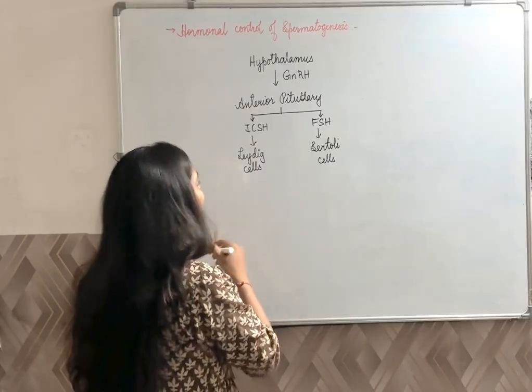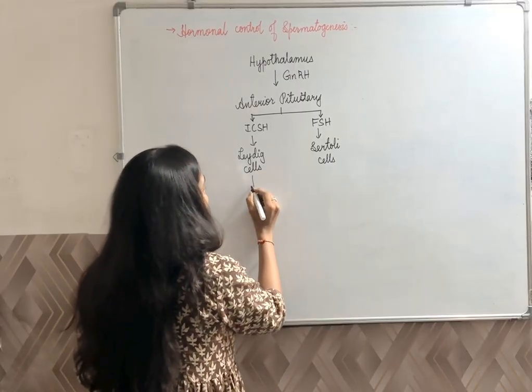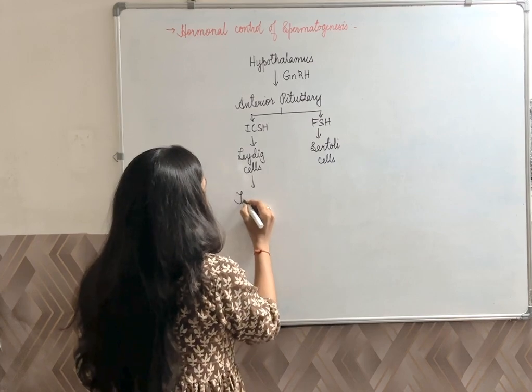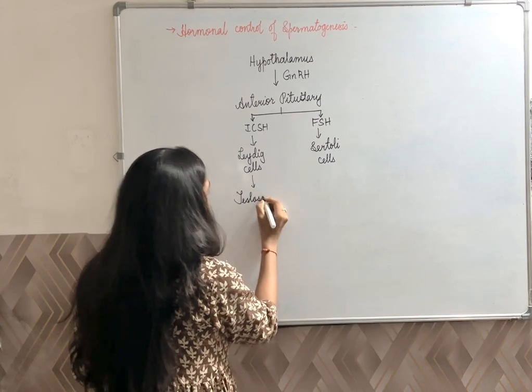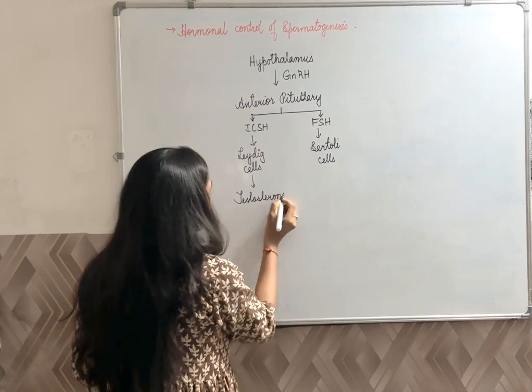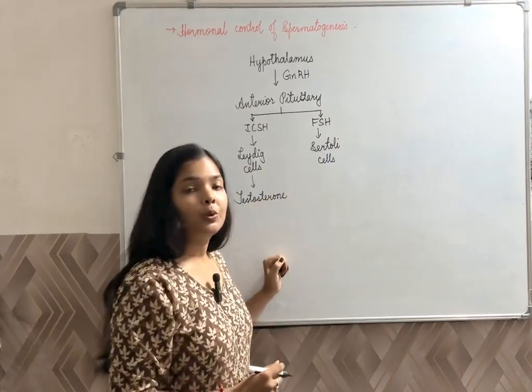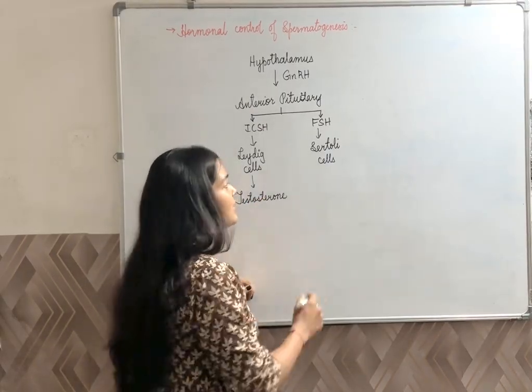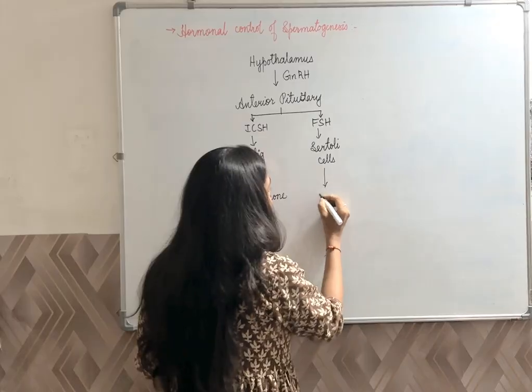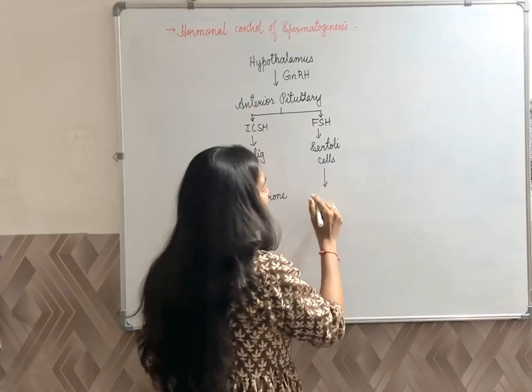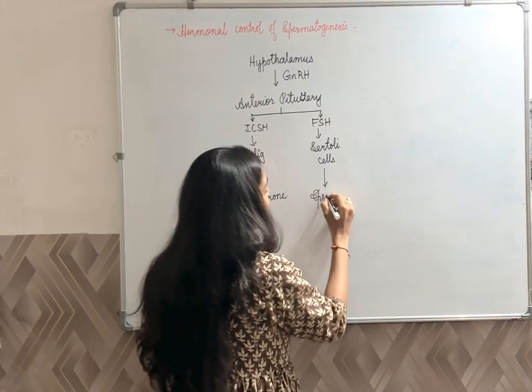Okay. Now, Leydig cells in turn would be secreting another hormone, that is the male androgen. It is testosterone, which has a very important role to play during spermatogenesis. Whereas Sertoli cells, they will be helping in the process of spermiogenesis.